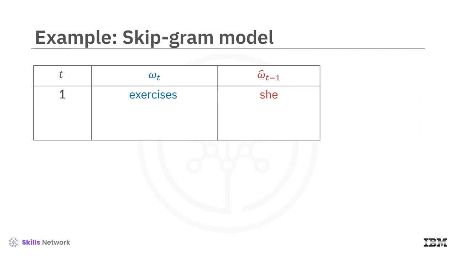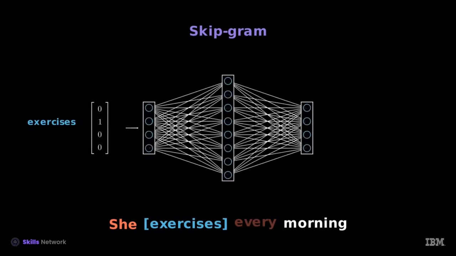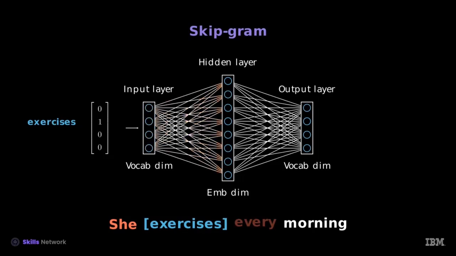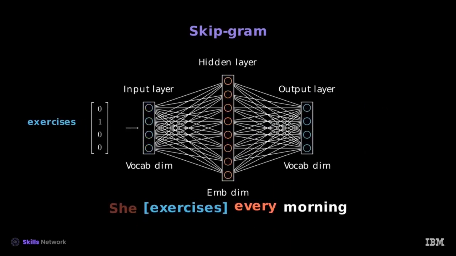For example, for t=1 with exercises as the target, it predicts the preceding context word, she. Independently, it predicts the following context word, every. This makes the complex context prediction easier by breaking it into smaller, manageable tasks. Now, let's examine the neural network. At the input, you have a one-hot encoded vector for exercises, and the prediction is she. The second pair is exercises and every.